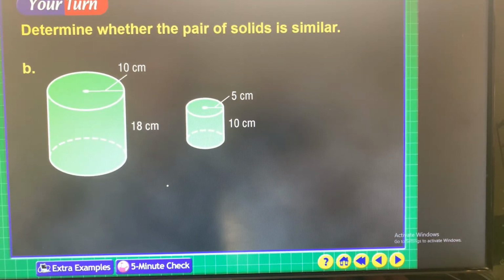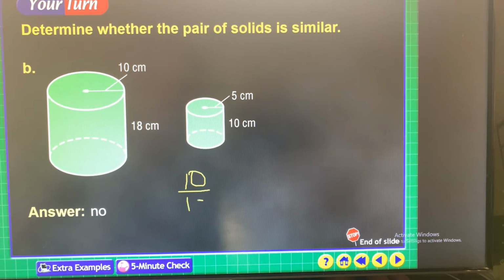Same thing with this one. You're just going to set it up as radius to height equals radius to height. Clearly you can see you do not get the same thing when you cross multiply, so it's a no.